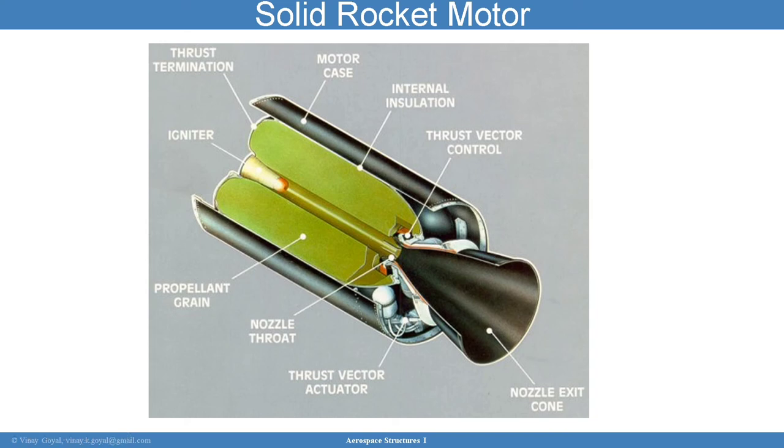Here's another picture that shows the igniter, the motor case, the internal insulation that protects the motor case from the hot gases, and then you have the nozzle exit cone and the thrust vector actuator, which can actuate this nozzle.